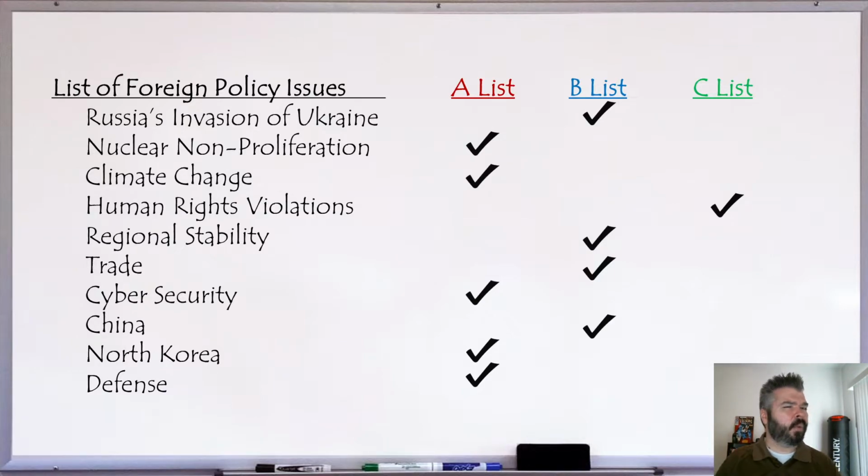So let me know, what would you do? How would you rank these? What would you put on the A list? What would you put on the B list? And what would you put on the C list? Let me know. All right, let's move on.